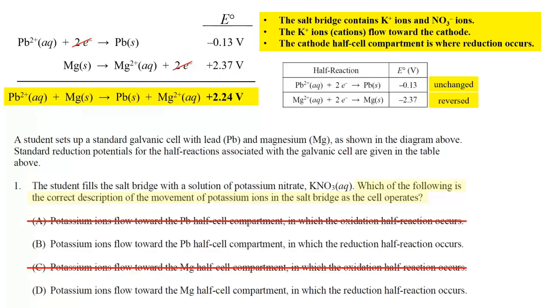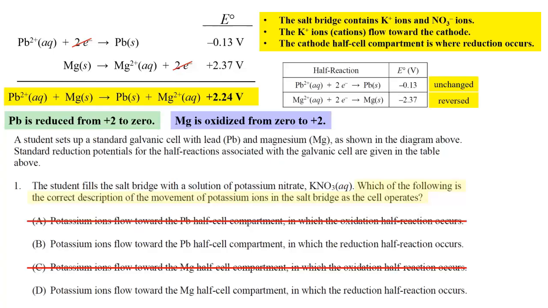So we do have a positive cell potential, positive 2.24 volts, but more importantly, we need to figure out, is the lead or is it the magnesium that is the cathode? Remember that reduction takes place at the cathode. So lead is changing from positive 2 on the left to 0 on the right. So lead is being reduced from positive 2 to 0. On the other hand, magnesium is changing from 0 on the left to positive 2 on the right. So magnesium is being oxidized.